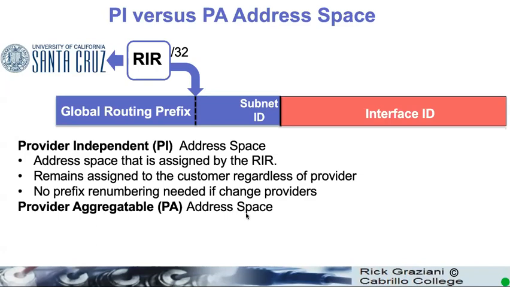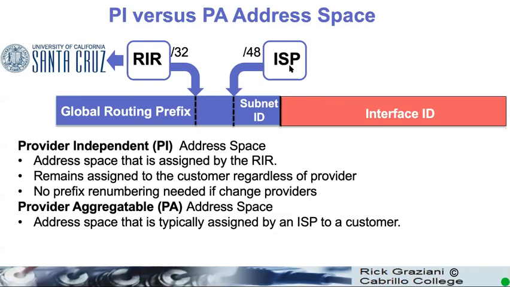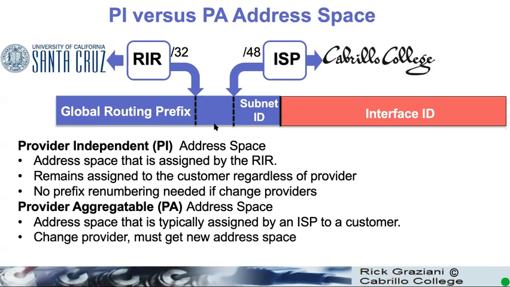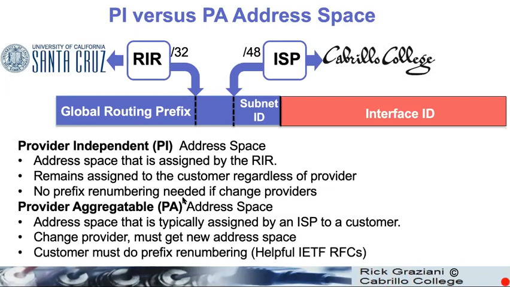Provider aggregatable address space, PA address space, is when the ISP owns that address space and it is assigned to the customer. So at Cabrillo, we got our address space from Scenic, our ISP. That address actually belongs to Scenic. If we changed ISPs, we'd have to get a new address space, different addresses. So that means we'd have to renumber everything, but there are actually some helpful RFCs to help you do that if you ever needed to.